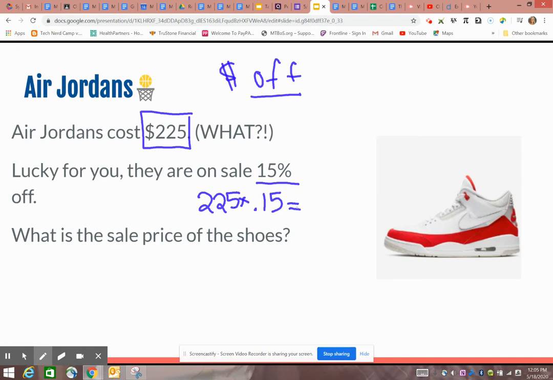Okay, so what we get, you should match mine here. I hope you got $33.75. That is how much off that we are going to get. That is our discount. Okay, that's the discount.